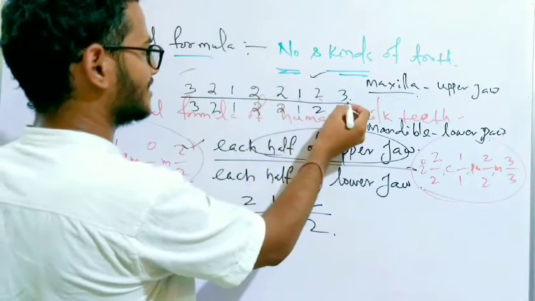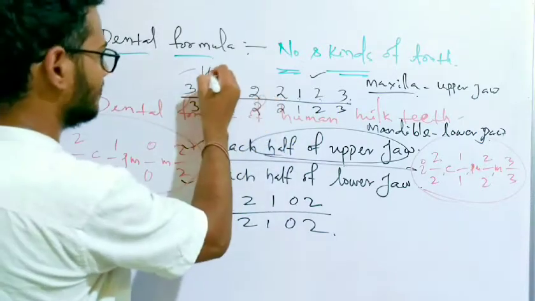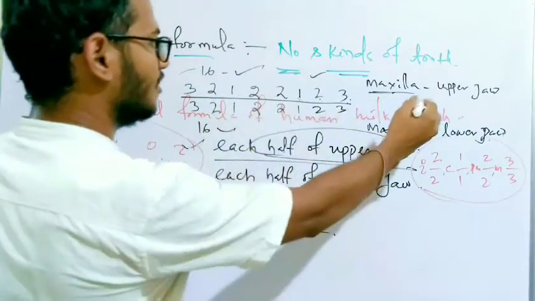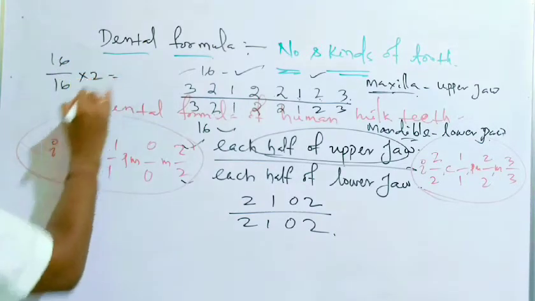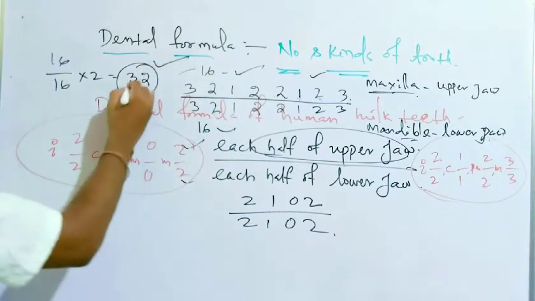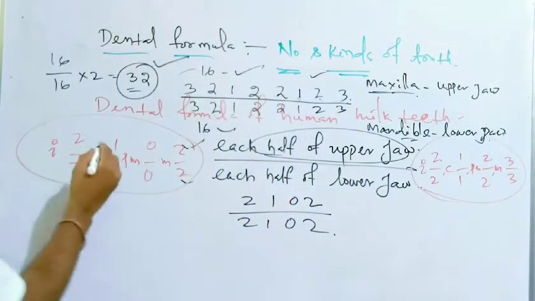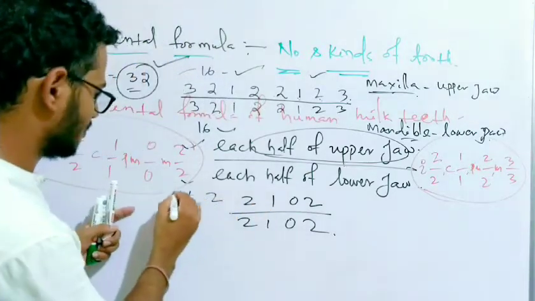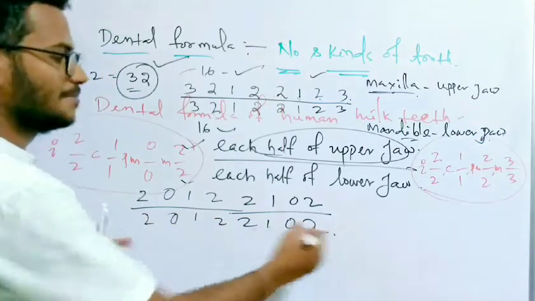2 plus 1 plus 2 plus 3 equals 8. Then here also 8, so 8 plus 8 is 16 on the upper jaw or the maxilla, and 16 on the lower jaw or the mandible. Clear? So 16 by 16, into 2 gives 32 teeth in case of permanent teeth of human. Likewise, in case of milk teeth, it is 2102 by 2102. This is the complete set of the upper jaw, and this 2102 is the complete set of the lower jaw.